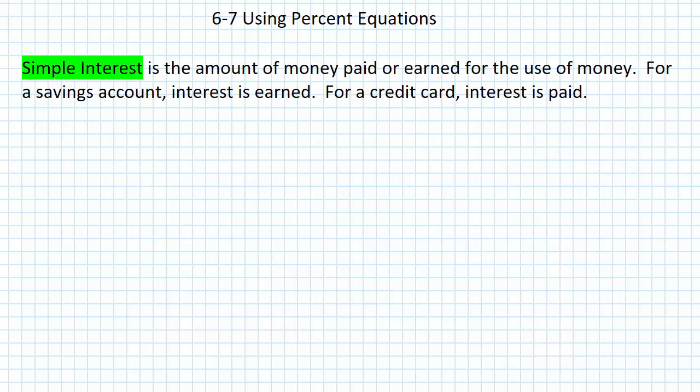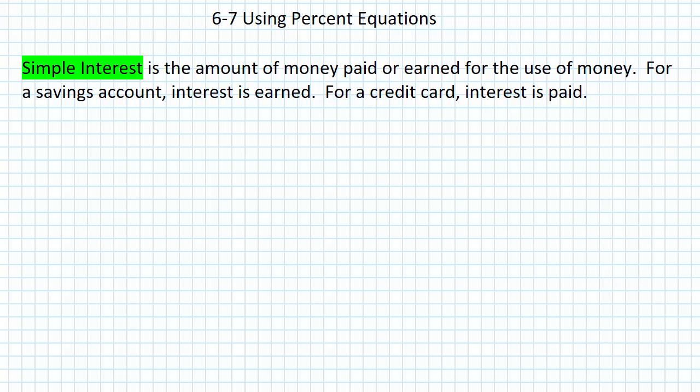Last topic we're going to talk about today is simple interest. There's a couple of kinds of interest. One is simple interest, one is compound interest. Compound interest we'll talk about in a different class. But simple interest is the amount of money paid or earned for the use of money.